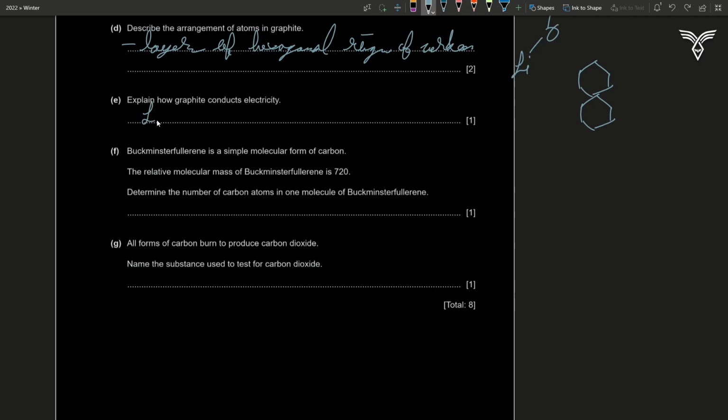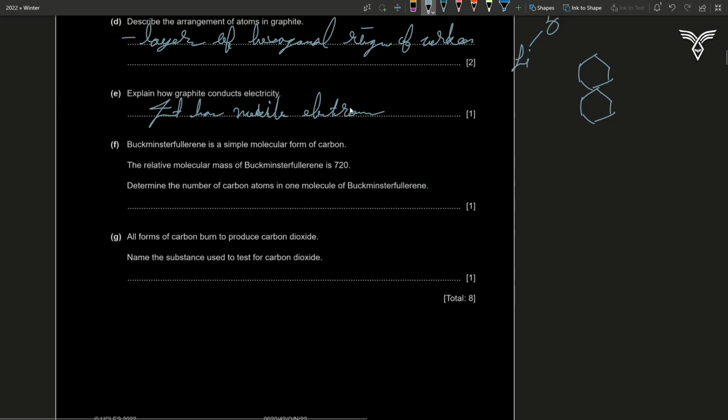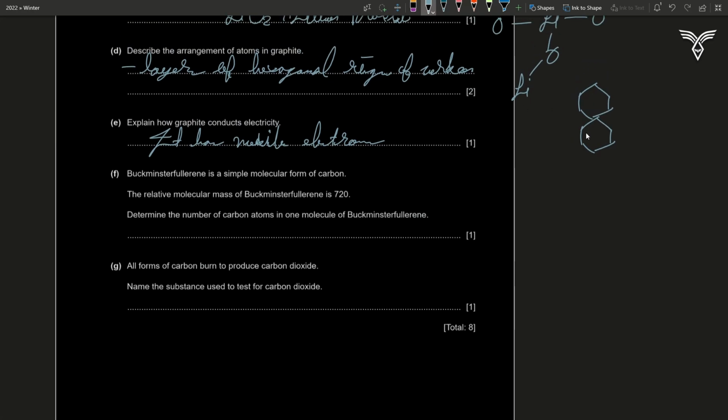So you can just say it has mobile or free electrons. طيب وده طبعا عشان هي arranged in layers ومفيش linkage ما بين layers بس on top of each other, they're not linked to each other.